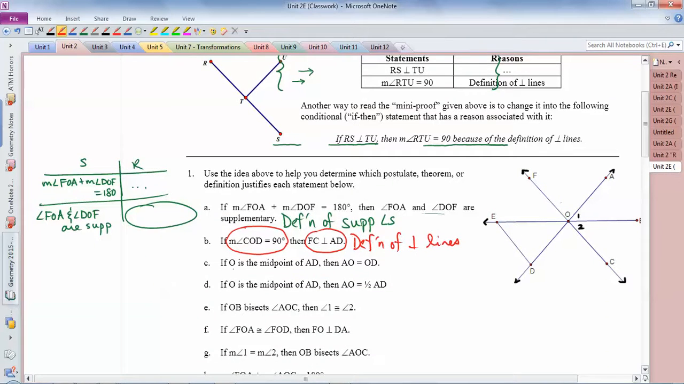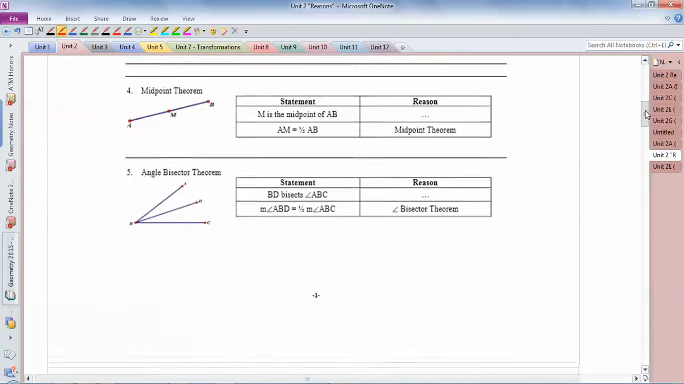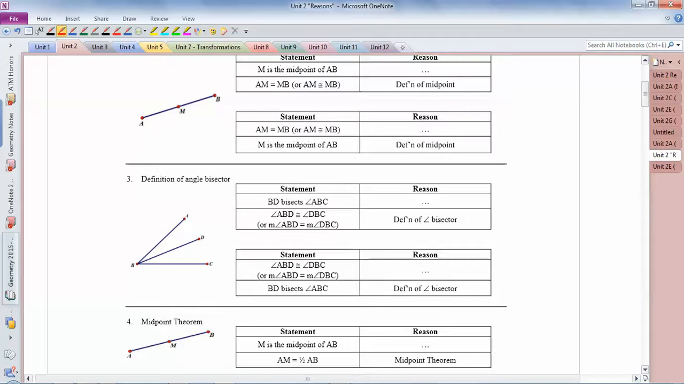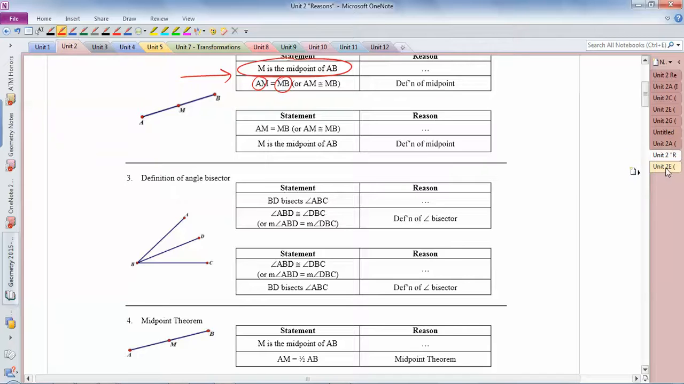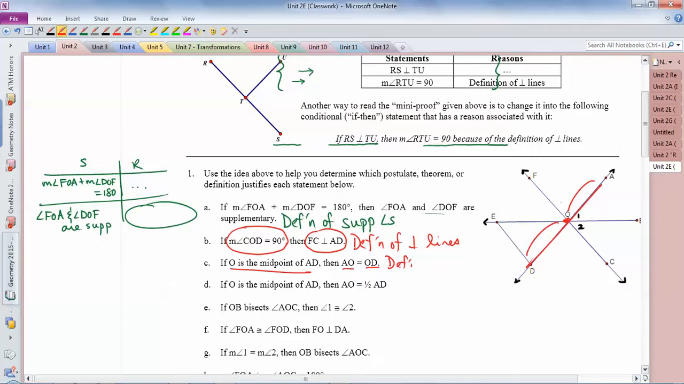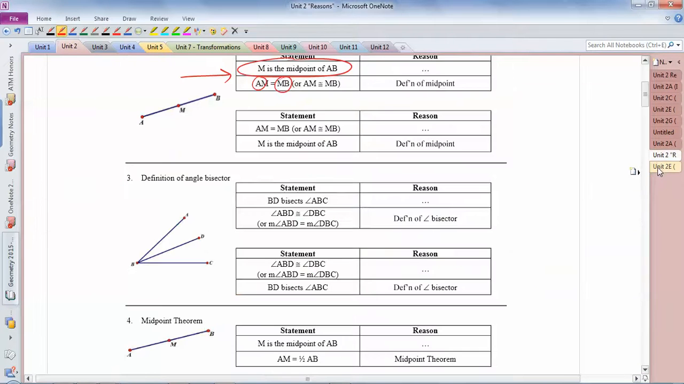C says you start out with a midpoint, and so one little part equals another little part. If O is the midpoint of this, AO equals OD. If we go back to the reasons list, the midpoint stuff is all up here. This one says you start with a midpoint, and one side is the same as the other side. That's different from the midpoint theorem, where you start with a midpoint, and one side is half of the whole thing. So this is the one that we want here: definition of midpoint. The next one says you've got the midpoint, but one part is half of the whole thing. And if we go right back to here, that's what this one says: midpoint theorem.